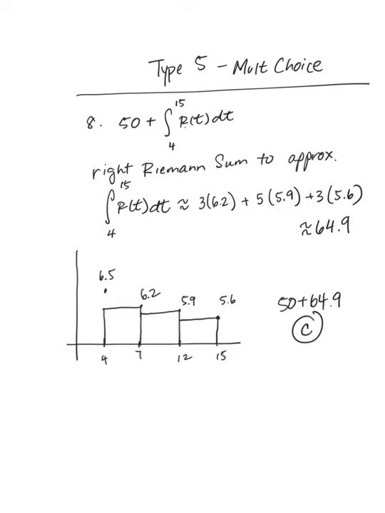All right, type 5 multiple choice. In number 8, we're also given a chart. We're given at t is equal to 0, at t is equal to 4, we have 50 liters of oil, and then in the chart we have a rate at which the oil is being pumped into the tank, and we're going to estimate the total amount of oil pumped from 4 to 15 by using a right Riemann sum. And so here are the calculations for the right Riemann sum. Here's a little picture for you to see. Adding those together with the original 50, we get that that's choice C.